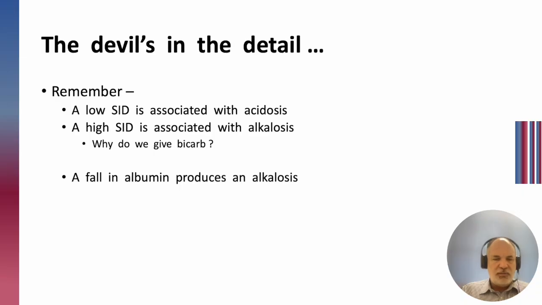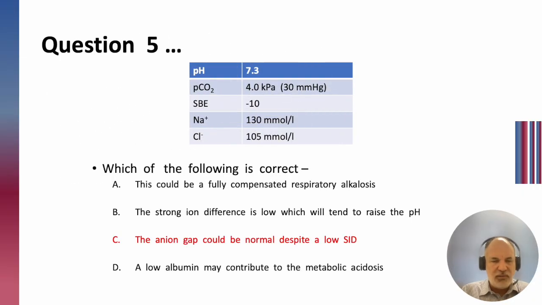And then last of all, in the previous question, we commented on the fact that a fall in albumin would produce an alkalosis. So clearly, in terms of the last option with this MCQ, that wouldn't have been appropriate. So if we have a look then at the right answer here, the right answer would be that the anion gap could be normal despite a low strong ion difference. So that would be a low strong ion difference acidosis, with a normal anion gap.